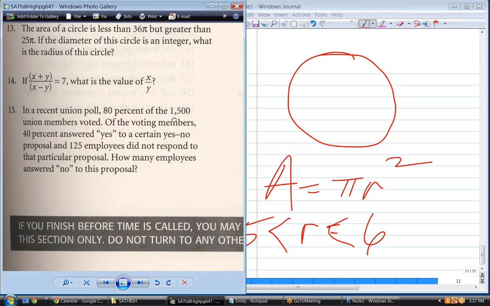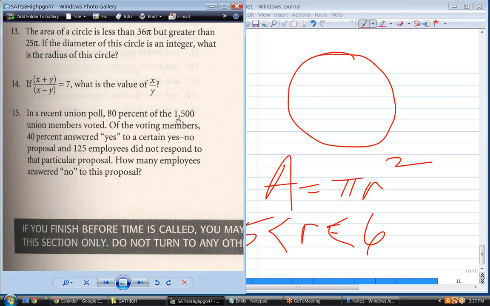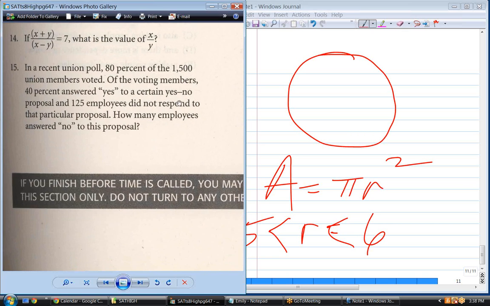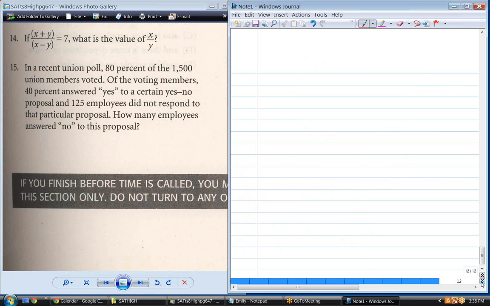Oh, hold on. Ooh, no. What's the answer to 13? I didn't read it carefully enough. What's the radius of the circle? 5.5. Okay. I'm sorry, I was answering 11, which was the diameter. Oh, okay.